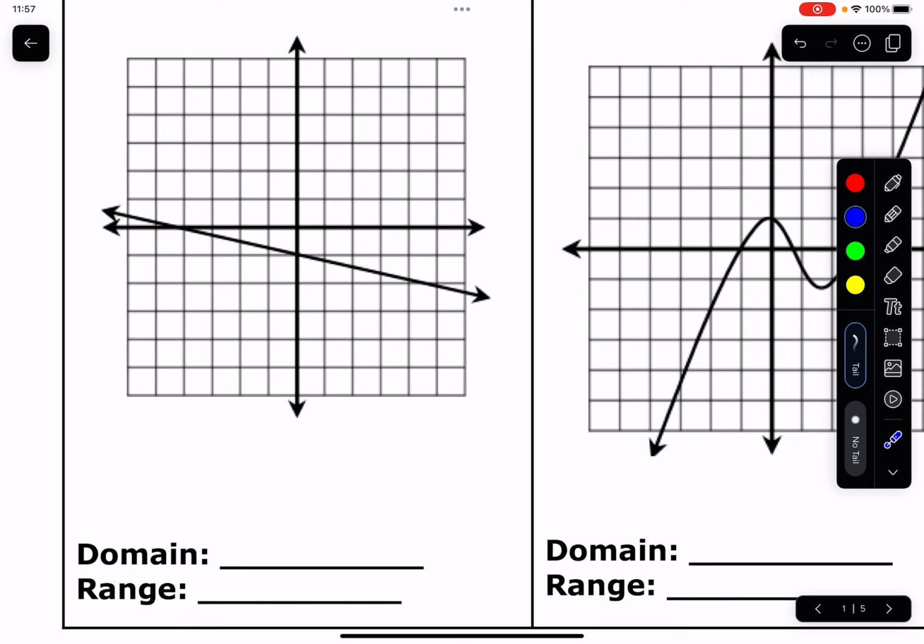it's not going to stop there. So it's not going to stop at this left point, and it's not going to stop at this right point. So there's no boundary at all. So that means that my domain is going to be negative infinity to positive infinity, and the same thing is true with the range. There's no lower boundary, there's no upper boundary, so the range is also negative infinity to positive infinity.